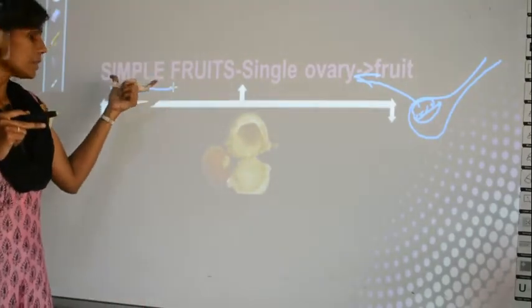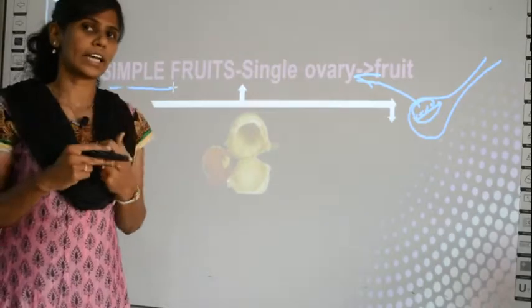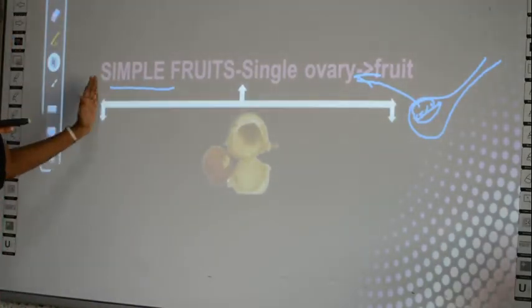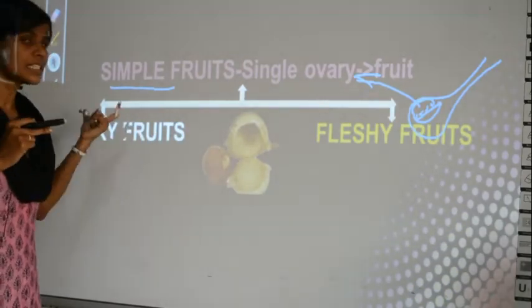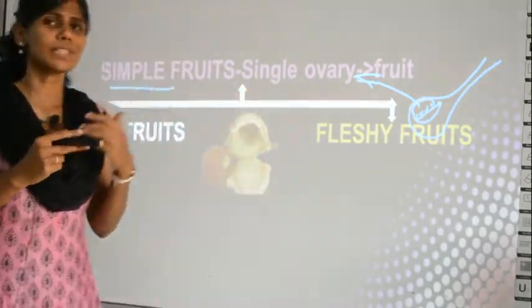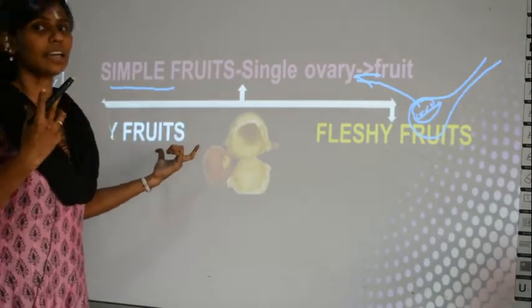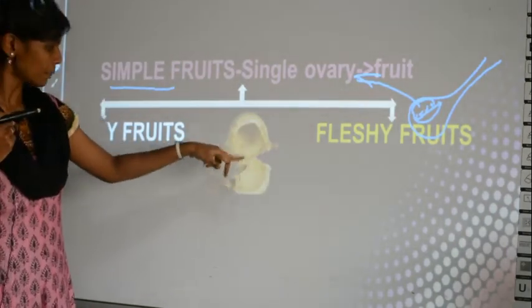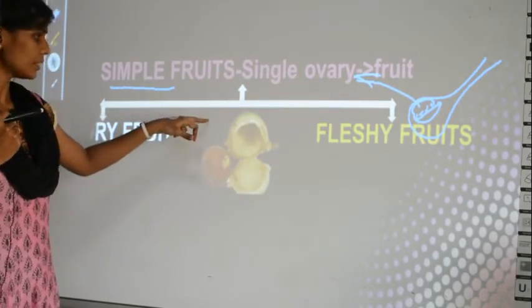So, this is called simple fruits, and simple fruits are of two types called dry fruits and fleshy fruits. The name itself suggests that dry means the fruit is going to be dry in nature. Okay. So, this is the example or the picture shown as walnut for dry fruit.